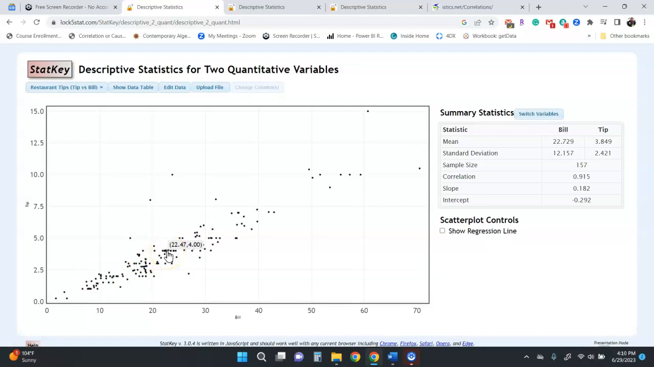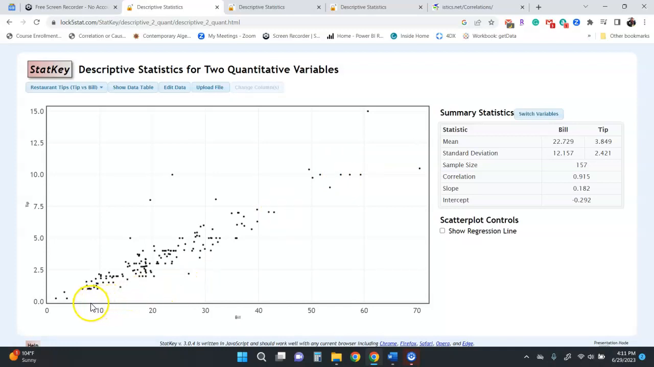This particular one would be $22.47 is the bill, $4 is the tip. This random one up here near the top is $23.70 for the bill and $10 tip. We have a couple here, $55.59 with a $10 tip.